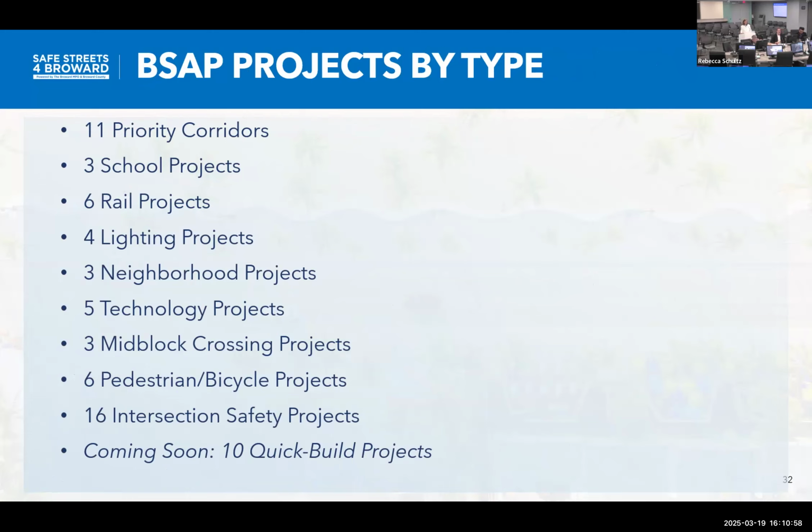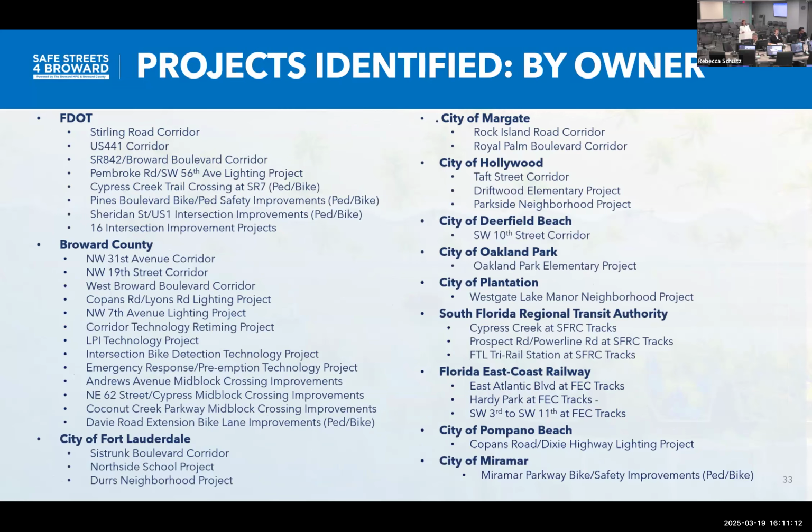BSAP projects, we have a lot of different projects. We obviously presented the 8 focus plans. So we've got all different categories. Overall, we have 57 projects identified, plus you can see coming soon, 10 quick build projects. So those are coming this summer. We're getting started on those. And then I've got them all listed here, all by project owner.